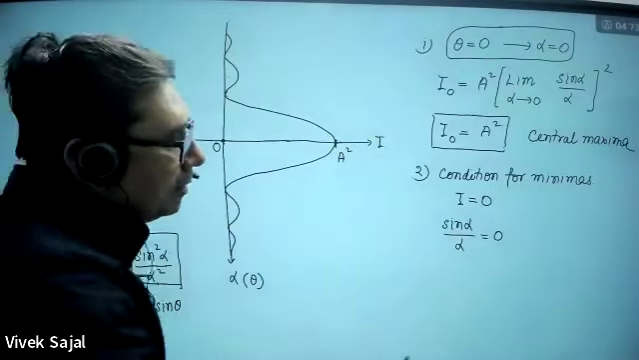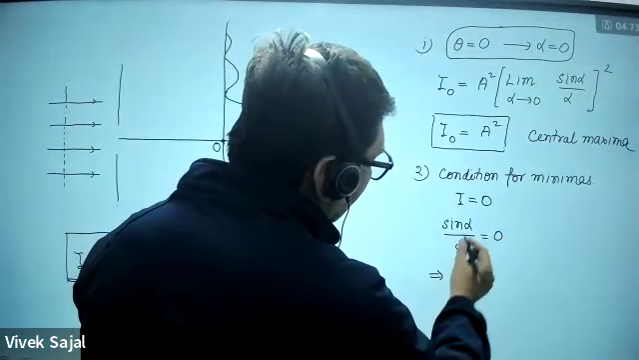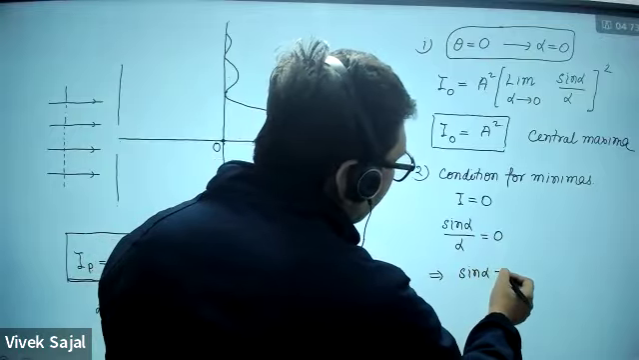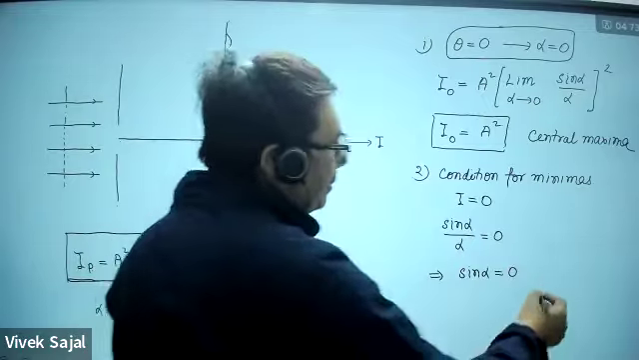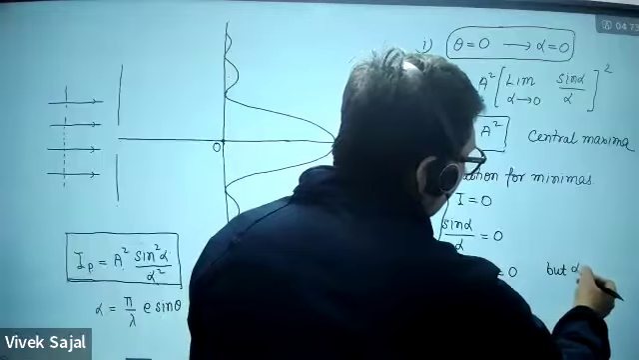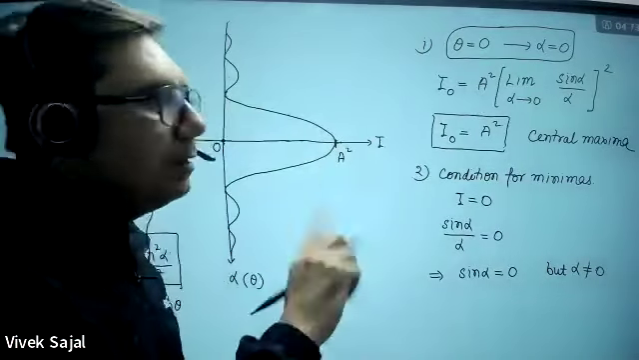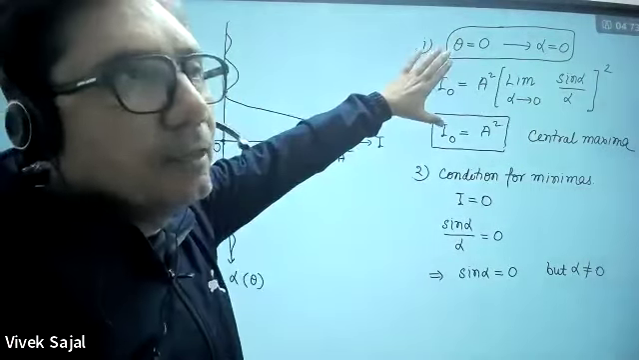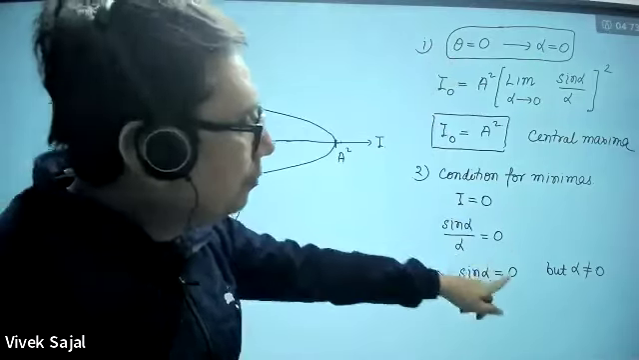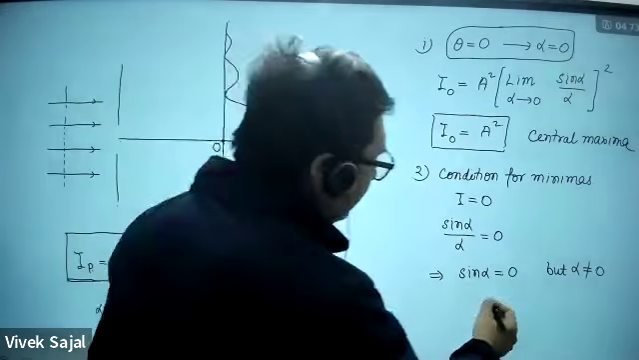Okay, so how can it be 0? What it is saying is that for minima this sine alpha should be 0, but alpha is not equal to 0. Alpha should not be 0. If alpha becomes 0, you will get the position of central maxima. So you are leaving this. Alpha is not equal to 0. So what will be here? Alpha.